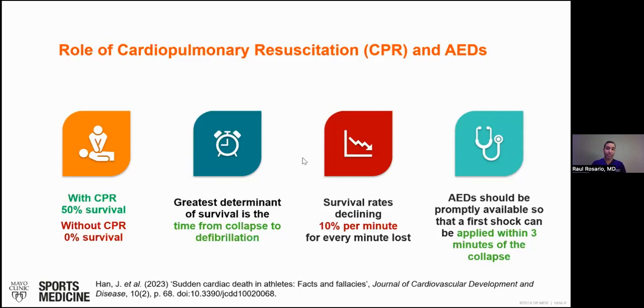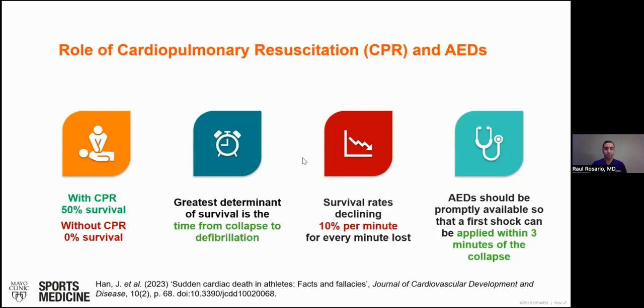And the survival rate declines for every minute that you lose before placing the AED to defibrillate the patient. So the goal is to apply this within the first minutes of collapse to avoid complications and further problems and increase the chances of survival. So when you see this happening, you have to run already with the AEDs. And in all these cases in the news where the patient survived, they have done a great job implementing these cardiopulmonary resuscitation protocols.